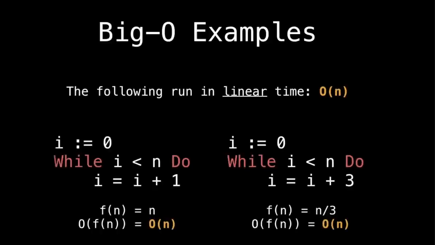Now let's look at a linear example. So both the following actually run in linear time with respect to the input size n, because we do a constant amount of work n times. So on the left, we're incrementing the counter i by 1 each time. So f of n is n, and clearly when we wrap this in a big O, we get a big O of n. On the right, a little bit more complicated. We're not incrementing by 1, we're incrementing by 3. So we're going to finish that loop 3 times faster, so f of n is n over 3.